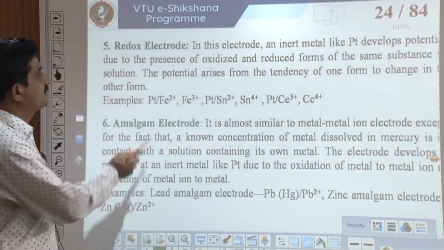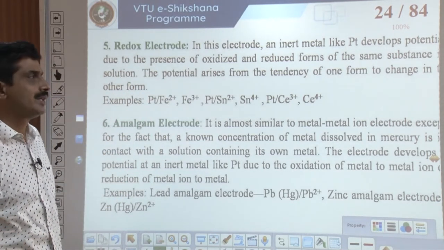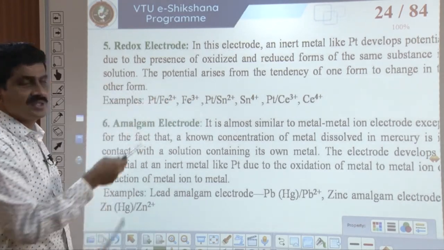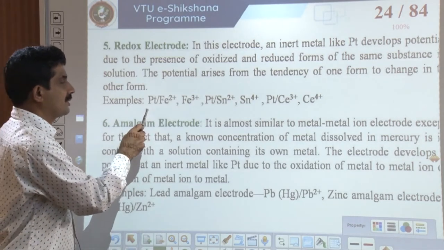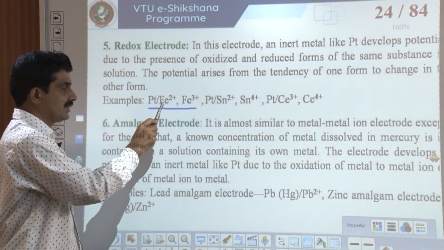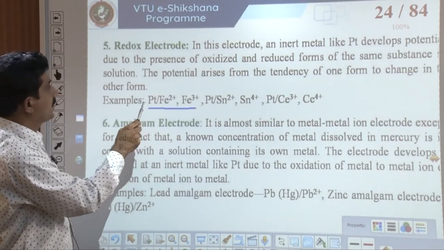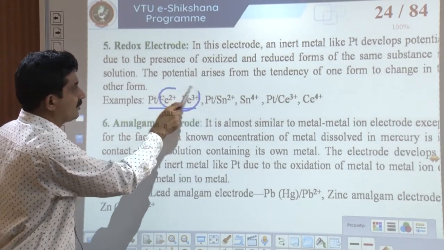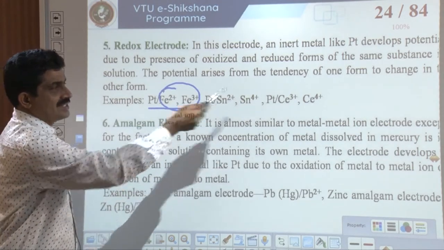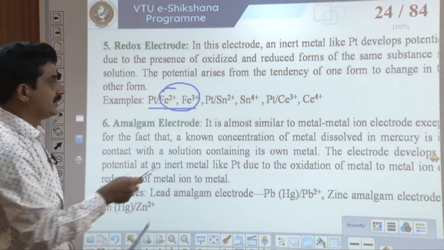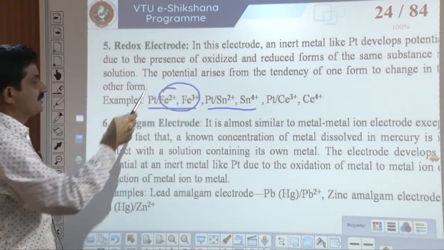And the next type of electrode is the redox electrode. In this electrode, an inert metal like platinum develops a potential due to the presence of oxidized and reduced forms of the same substance in the solution. The best example, look at this: platinum in contact with Fe2 plus and Fe3 plus ions. So the potential arises from the tendency of one form to change into the other form. Similarly, platinum with Sn2 plus and Sn4 plus. These are examples of redox electrodes.